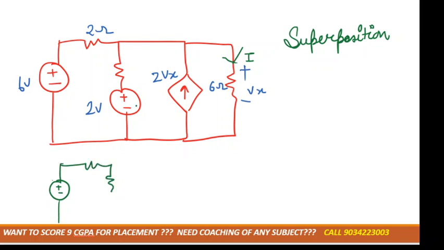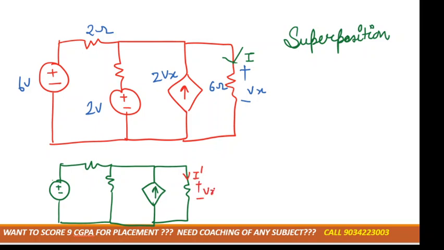other source. Kill other source means voltage source must be short circuit, right? And dependent source will remain as it is every time. Now in this here we mark I, so here we'll mark I dash. It is plus minus Vx.